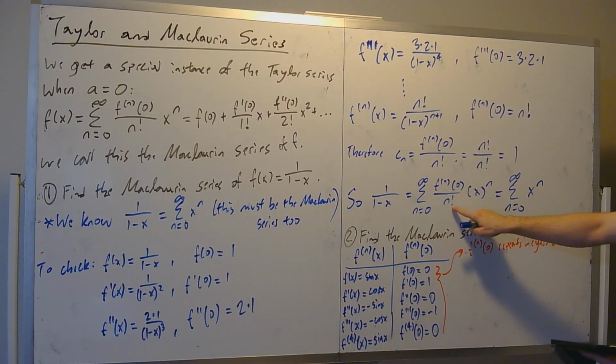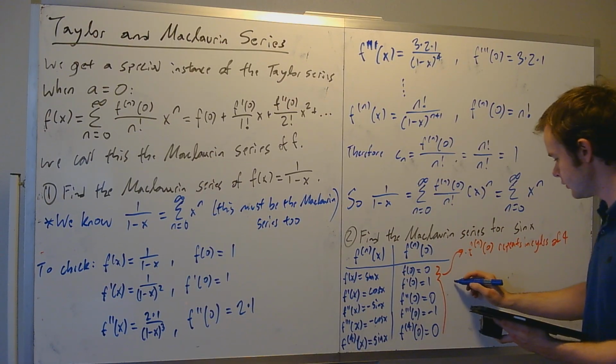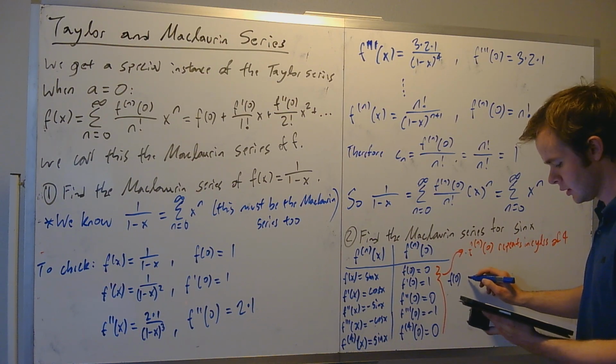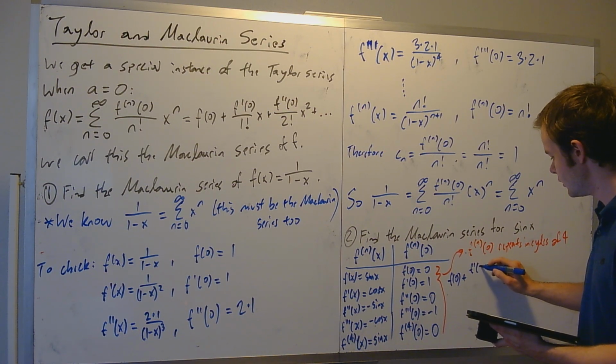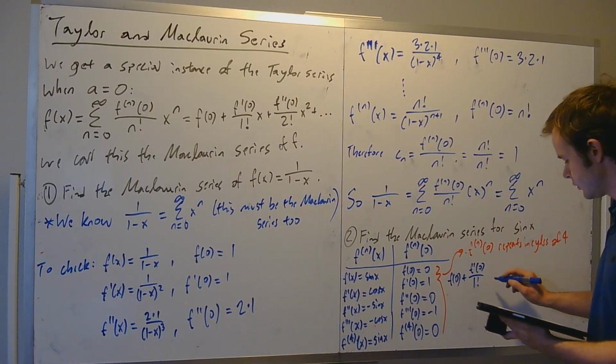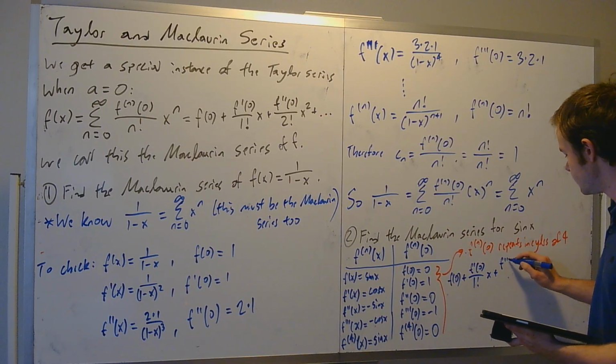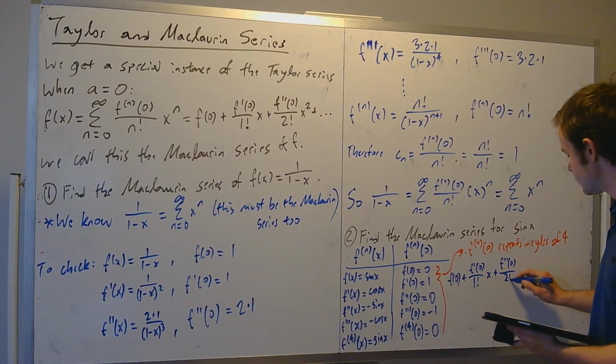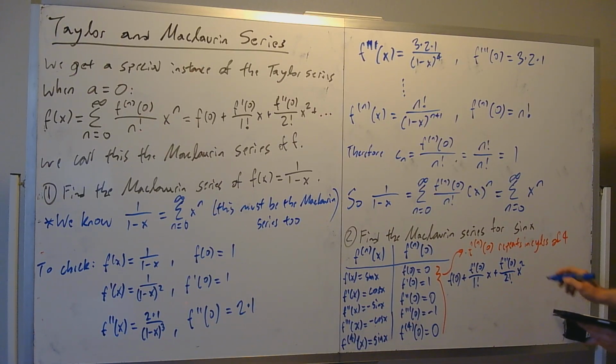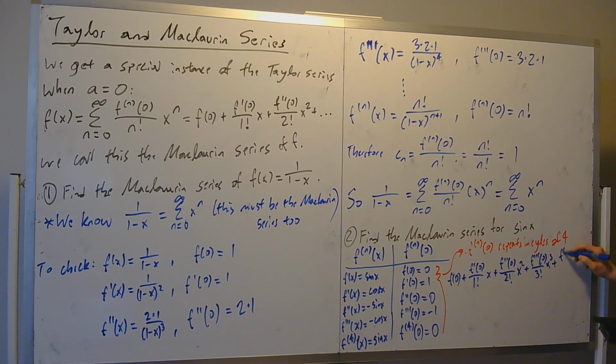So let's just write out what we have. If we try to use this formula, then what we're going to have is f of 0 plus f prime of 0 over 1 factorial times x plus f double prime of 0 over 2 factorial times x squared plus f triple prime of 0 over 3 factorial times x cubed plus the fourth derivative of f at 0 over 4 factorial times x to the fourth, and so on, right? This is going to keep going.